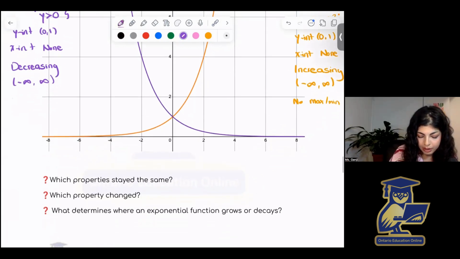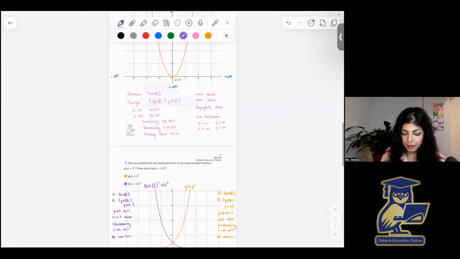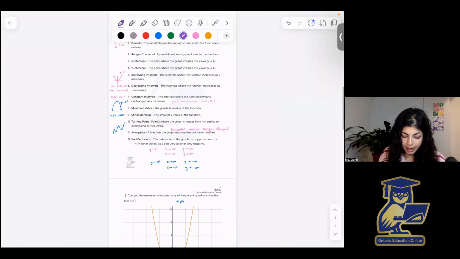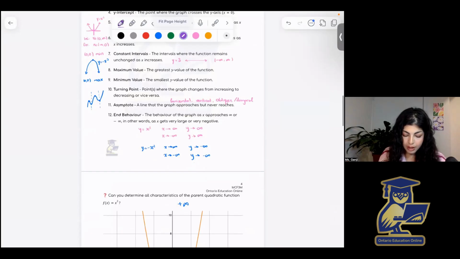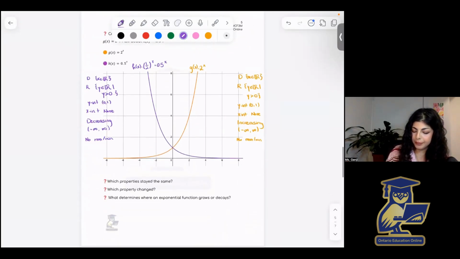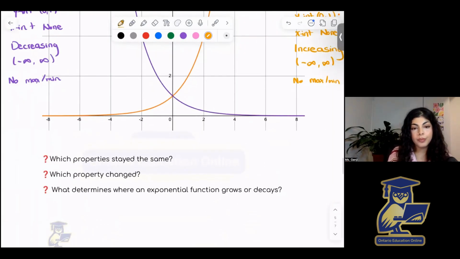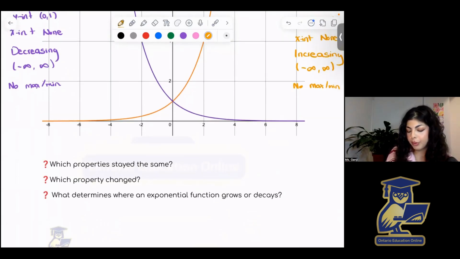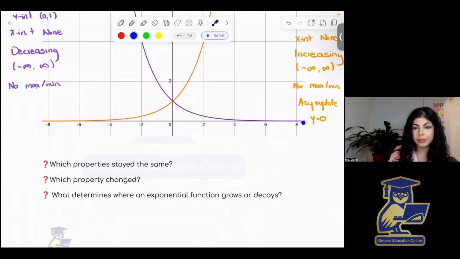And same with here, no max or minimum. Next, we have our asymptote and end behavior. So asymptote, we know now for both of these it will be the same. So my asymptote is y equals 0. It is the horizontal line that my function is approaching but never reaching.